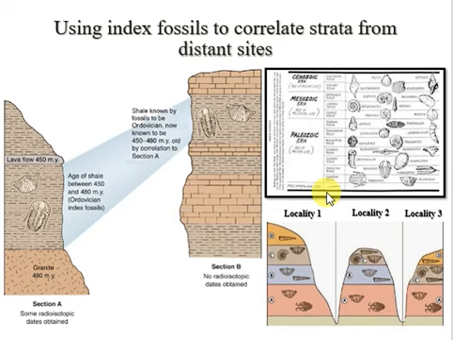Index fossils are also used to correlate strata from different sites. So the example I have here, these are two different sections from two different sites. This is section A from site 1, this is section B from site 2. And you're going through and you find this shale layer at both sites. Okay, that's great. It doesn't necessarily mean that those two layers are from the same time period. But if you look at the fossils, both layers contain the same fossils. So because they contain the same fossils, that starts giving you an idea that both layers occurred during the same time.